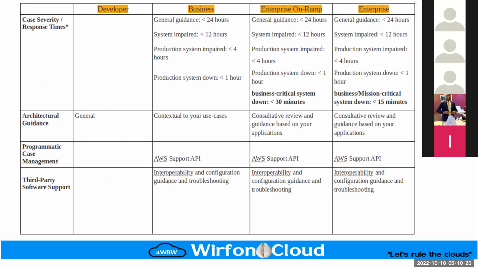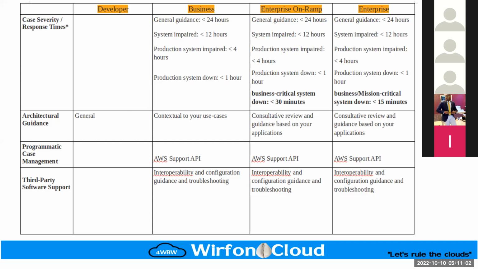So who would like to read the case severity and response time? Case severity response time. Under developer, there's nothing there. And then under business, we have general guidance, less than 24 hours. System impaired, less than 12 hours. Production system impaired, less than 4 hours. Production system down, less than 1 hour.